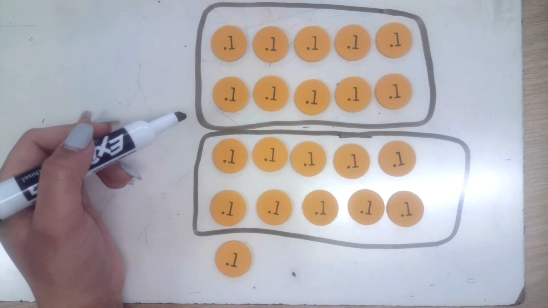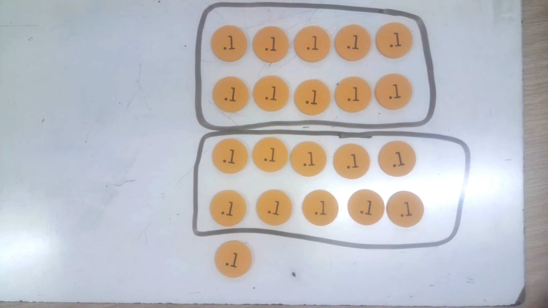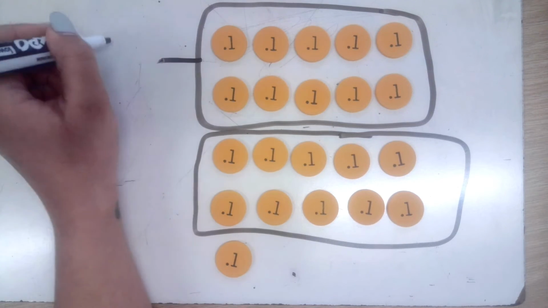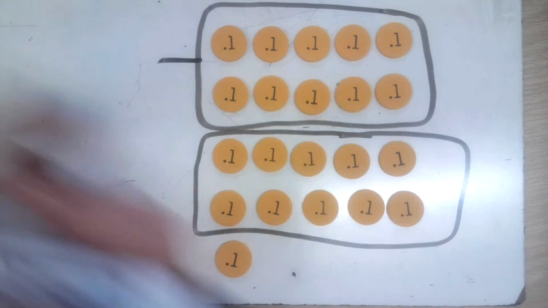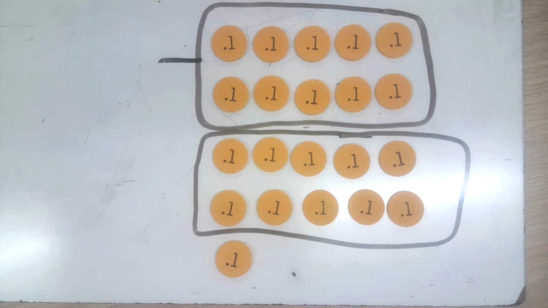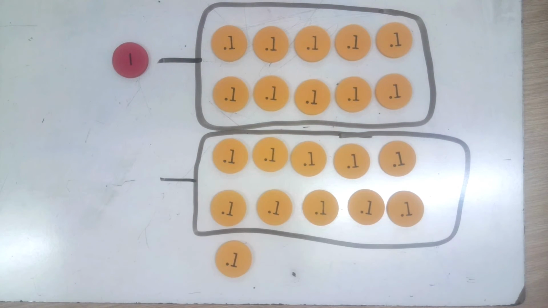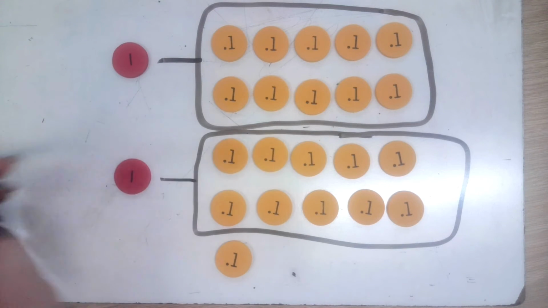What do these 10 tenths become as I bundle them? Well, when we think about how we move in the place value chart as wholes, I'm going to move up one whole place value, right? I'm going to bundle these 10 tenths to create one whole. And that same process is going to be used on my second bundle. 10 tenths is equal to 1 whole.